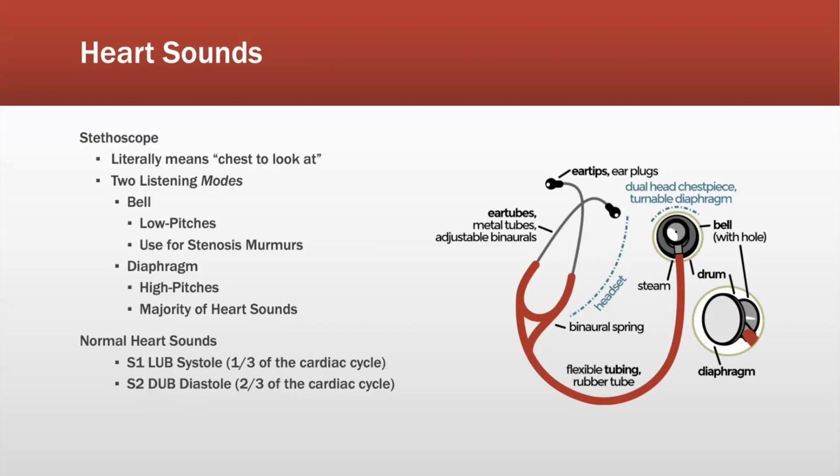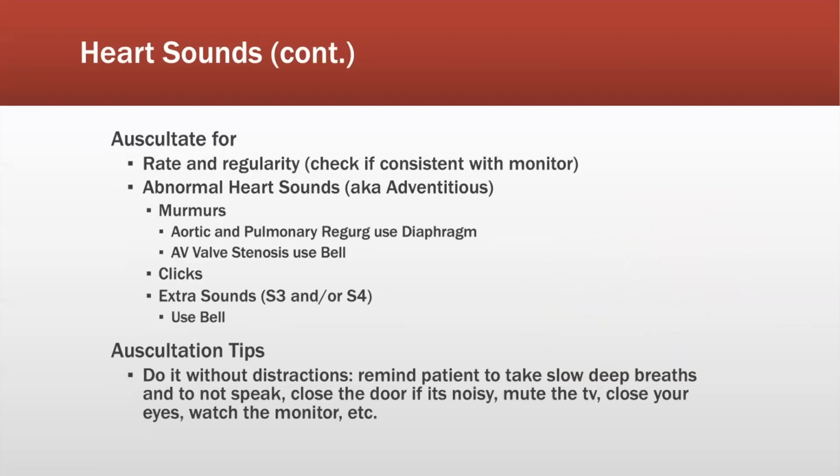So the normal heart sounds are lub, dub. S1 is lub, which accounts for systole, the first third of the cardiac cycle. S2 is the dub, or the diastole, which is the other two thirds of the cardiac cycle. So you want to auscultate for rate and regularity, and also check if this is consistent with the monitor. Then you are going to monitor for abnormal heart sounds, or the adventitious heart sounds. So these are murmurs, clicks, and extra sounds.